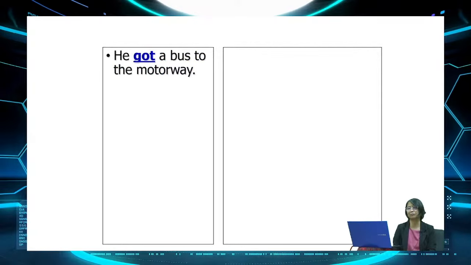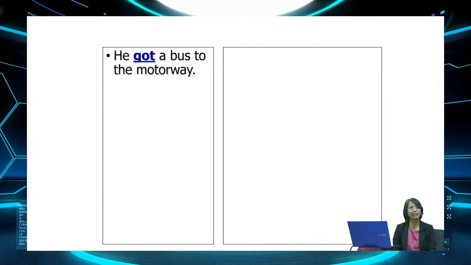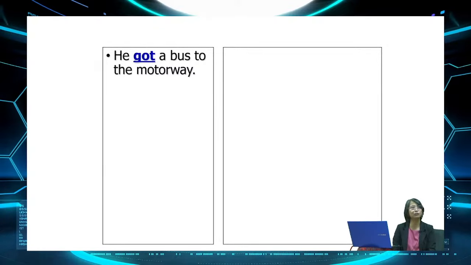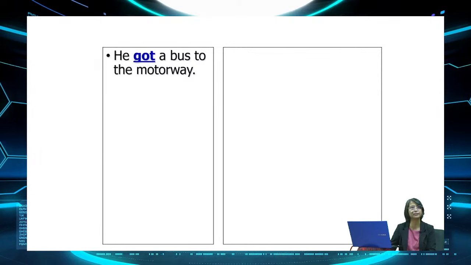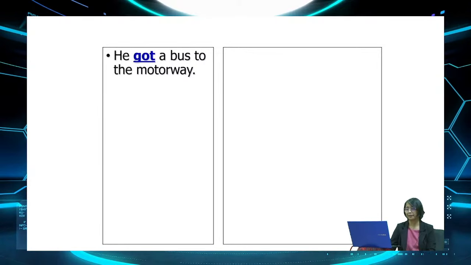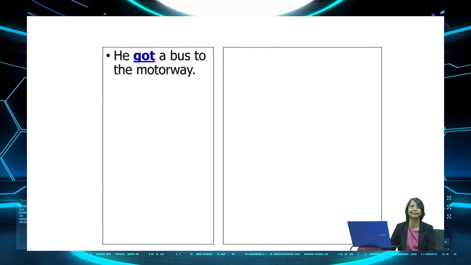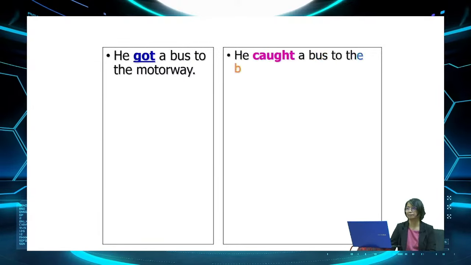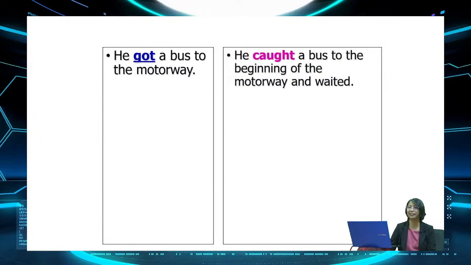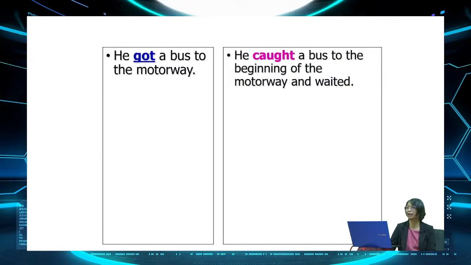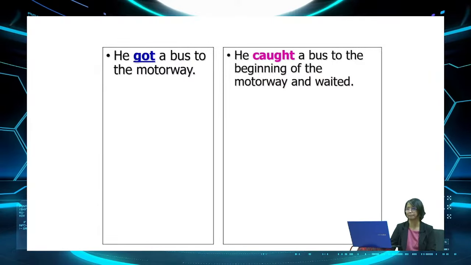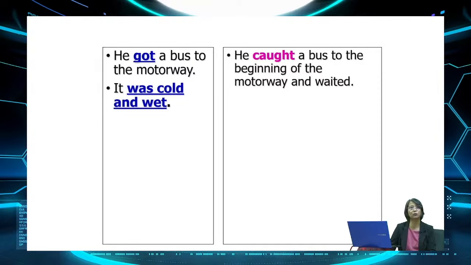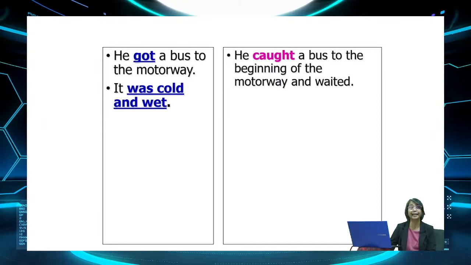The bus to the motorway. I mentioned just now one of the techniques is that you need to use more precise vocabulary. So we classify errors. It's definitely not an uncommon lexis. So we want something like he caught the bus to the beginning of the motorway and it was cold and wet. So this is what we call a tell word.